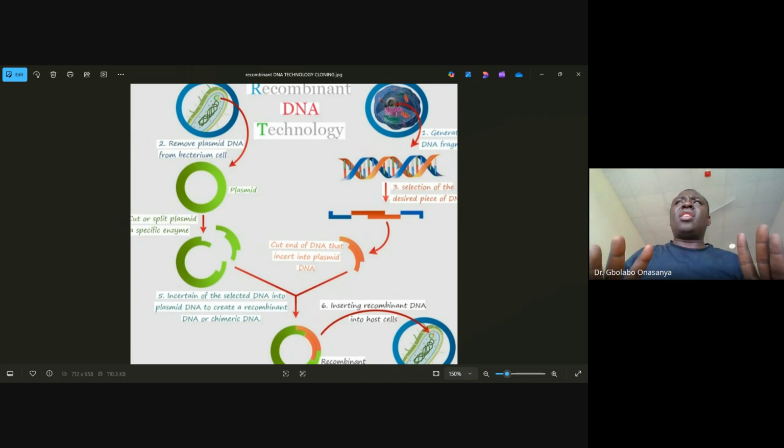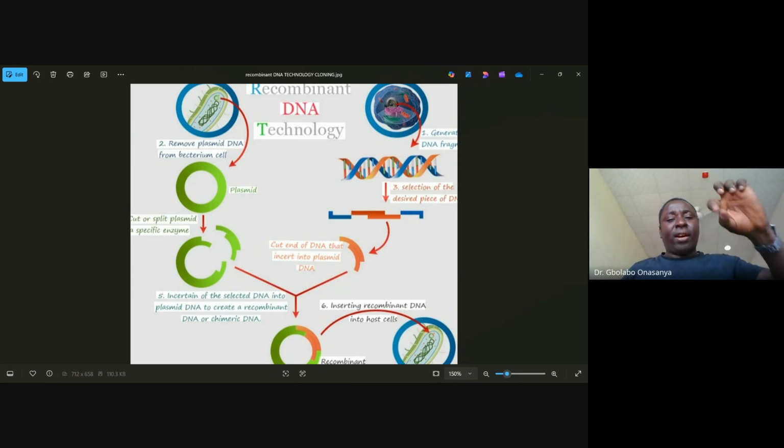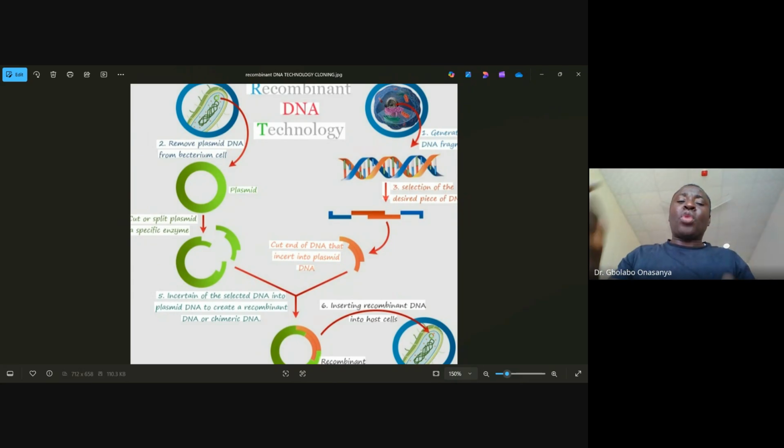Recombinant DNA technology is the technology used in generating transgenic organisms. And you now use cloning to multiply transgenic organisms. So in cloning we have another transgenic technique, which is recombinant DNA technology.